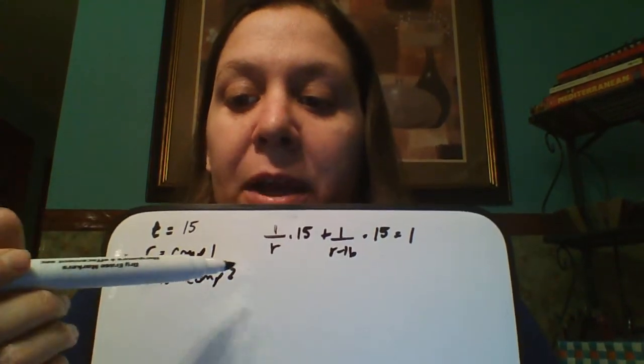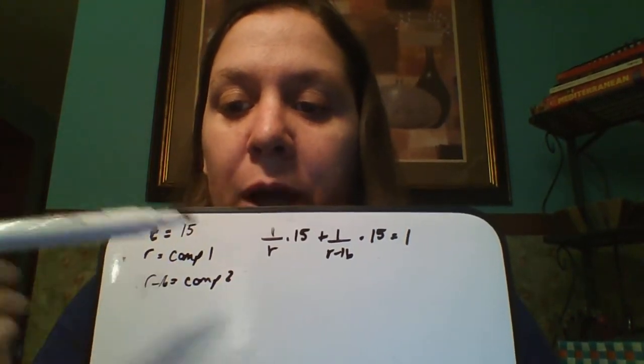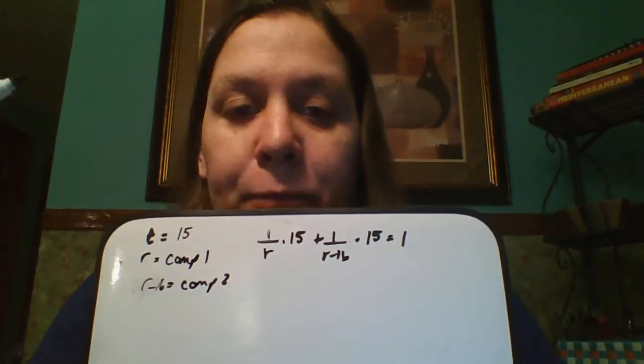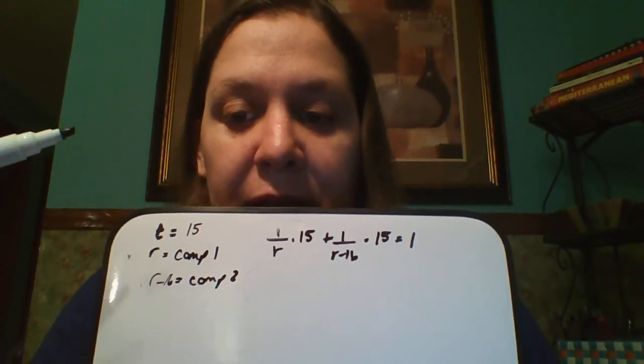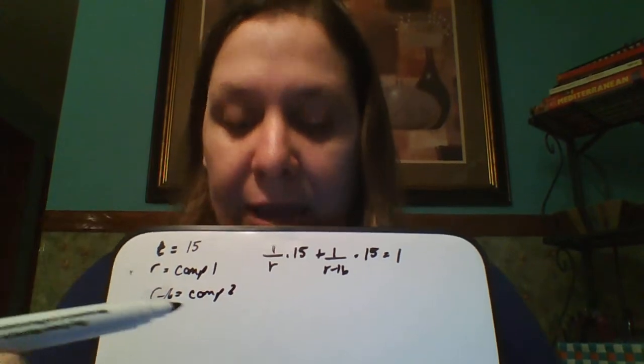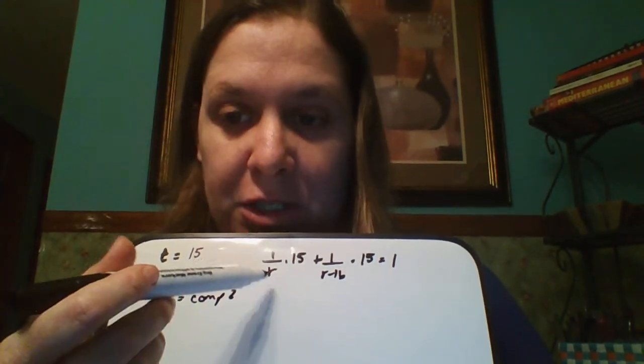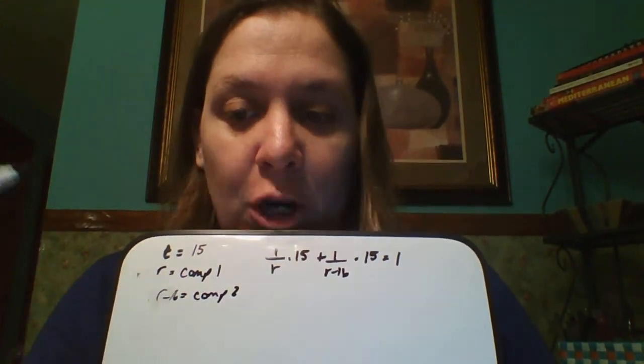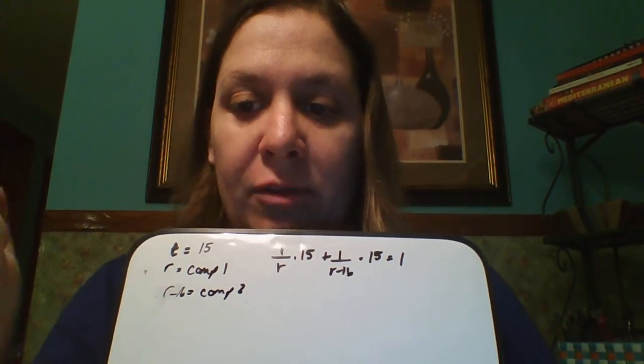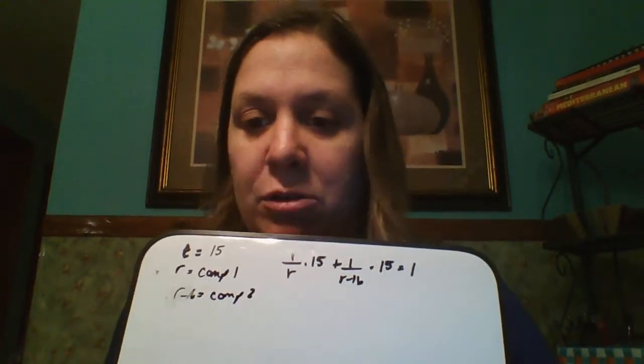The way we're going to do that is the way we would if they were numbers. We're going to multiply each one of these terms in this equation by the common denominator. And the common denominator for this is r, which is the denominator of the first one, times r minus 16, which is the denominator of the second one. So I'm going to go ahead and write that down so you can see what that looks like.